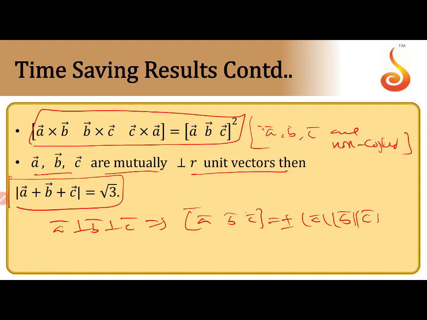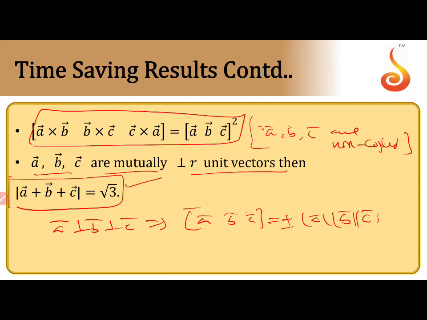If you take a plus b plus c whole square, it is modulus a square plus modulus b square plus modulus c square plus 2 times a dot b, b dot c, c dot a. Modulus a is 1 because it's a unit vector, modulus b also 1, so that is 1 plus 1 plus 1, 3. Plus 2 times a dot b, b dot c, c dot a, which are all 0 because they are mutually perpendicular. Therefore a bar plus b bar plus c bar whole square equals 3, so the magnitude of a bar plus b bar plus c bar is root 3 only.